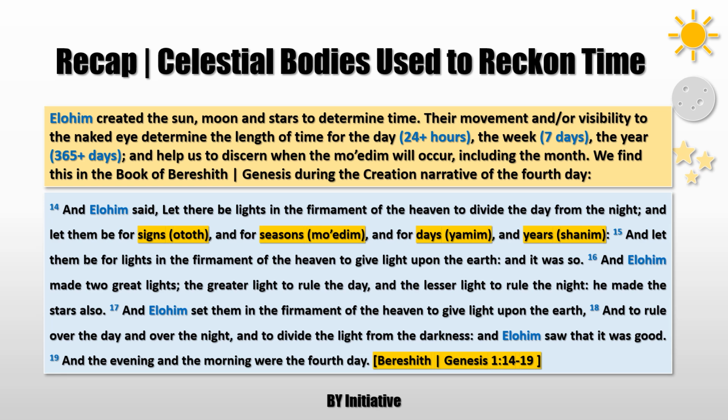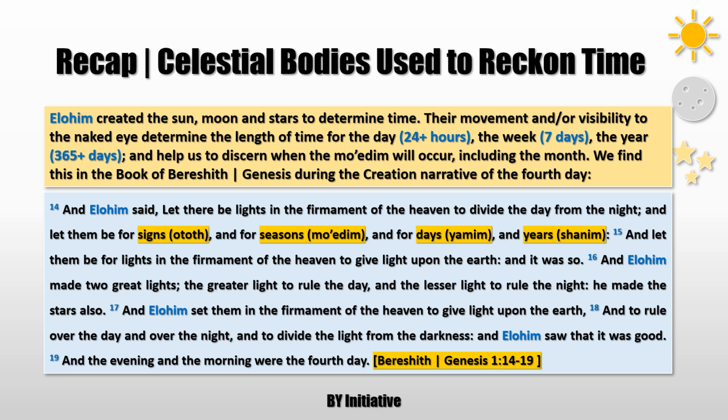We find this in the book of Bereshit or Genesis during the creation narrative of the 4th day. And these verses are taken from Bereshit or Genesis, chapter 1, verses 14 through 19. And Elohim said, "Let there be lights in the firmament of the heaven to divide the day from the night, and let them be for signs," in Hebrew, otot, and for seasons, in Hebrew, moedim, and for days, yamim, and years, shanim. And let them be for lights in the firmament of the heaven to give light upon the earth.